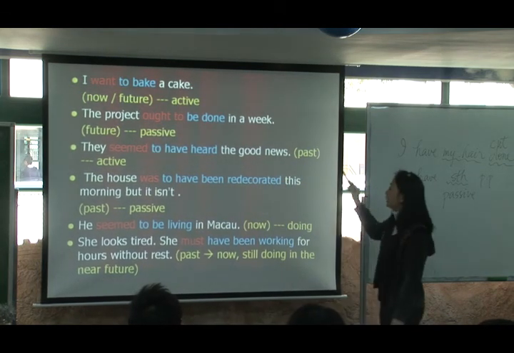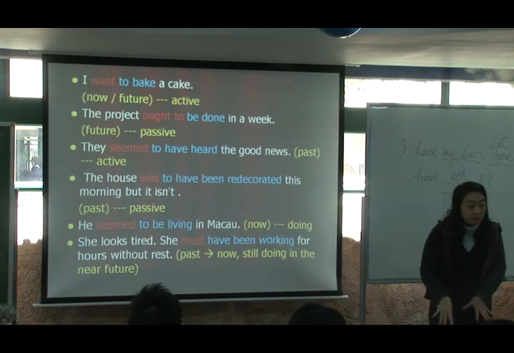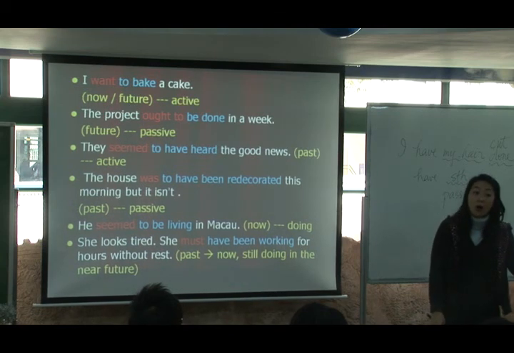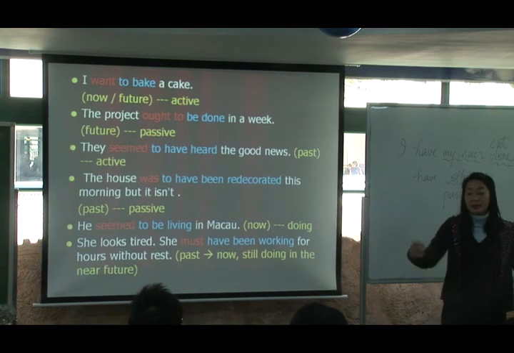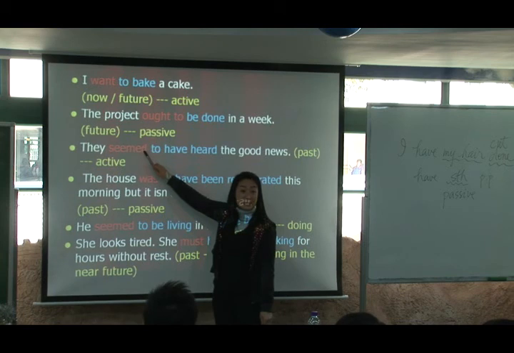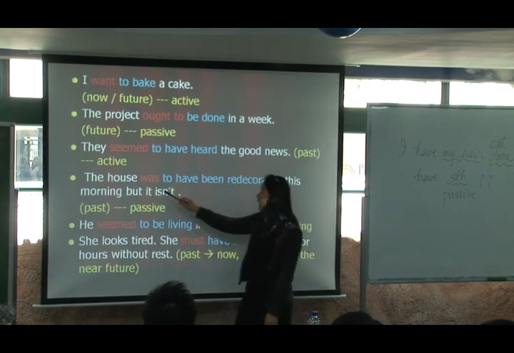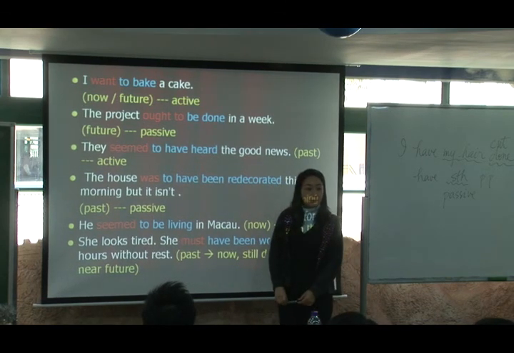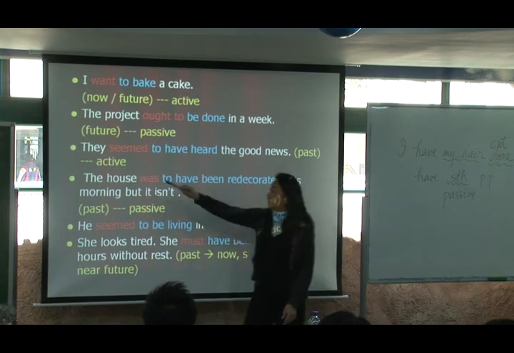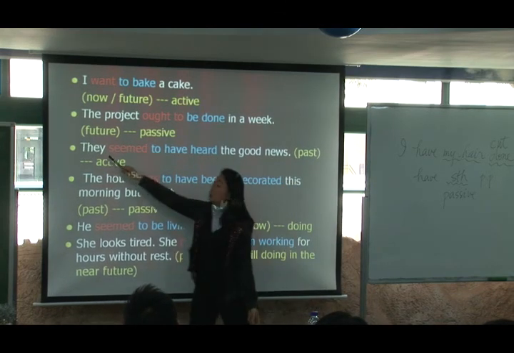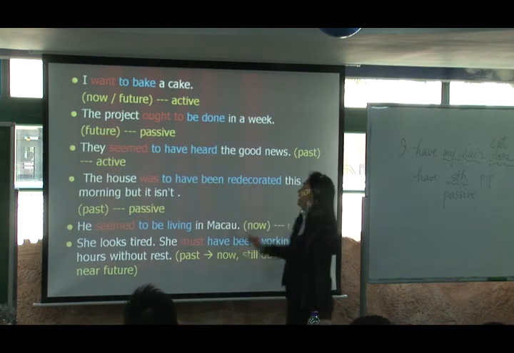They seemed to have heard the good news. That means here now? No. Maybe 2 days ago, maybe 5 minutes ago, heard of it. That's why, seem, past tense. Okay, something done already. That's why we use to have heard. Active or passive? Why do we use active? They can hear. Can they hear? Yes. Active, not passive. This one is the doer. You remember? Doer, okay? We use active.